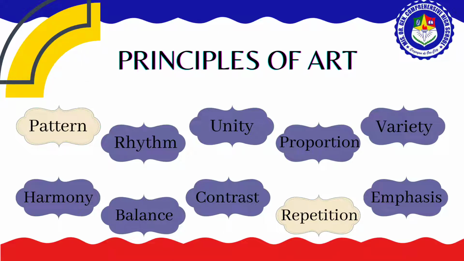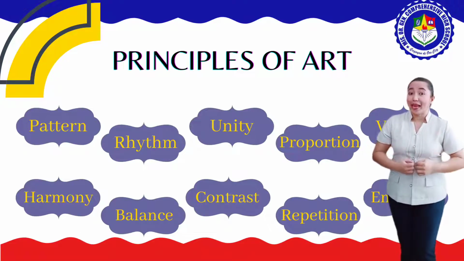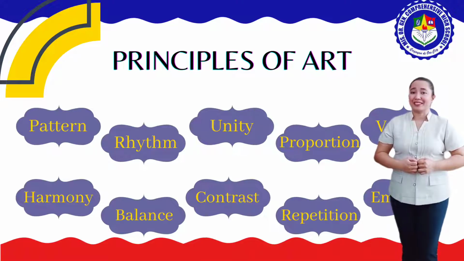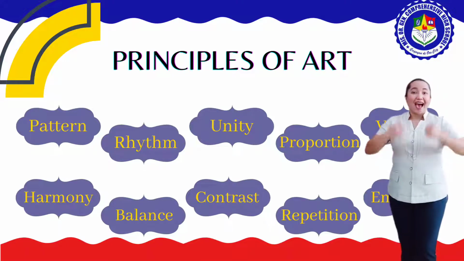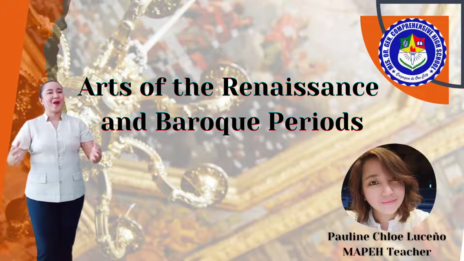The answer is repetition. Repetition is the systematic arrangement of a repeated shape or form that creates patterns. Were you able to answer the activities correctly? Amazing! It's time to explore the arts of the Renaissance and Baroque periods.